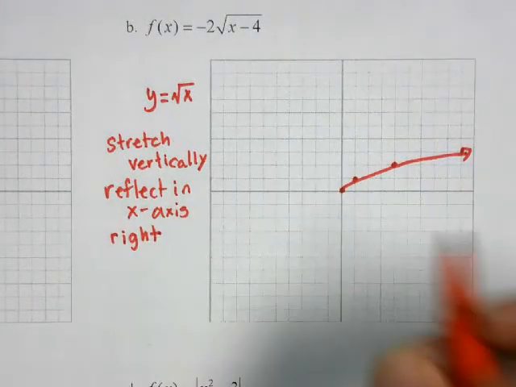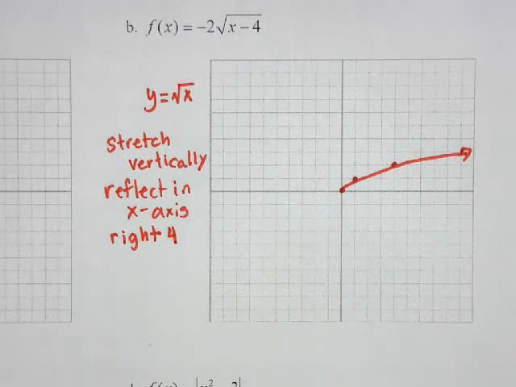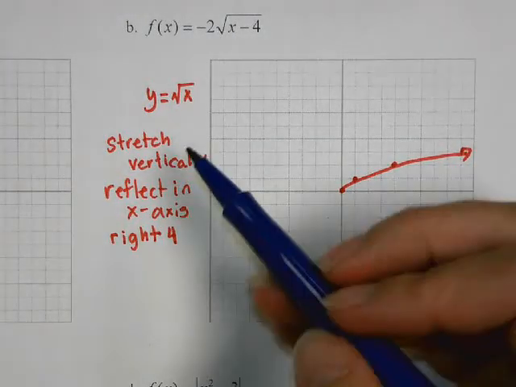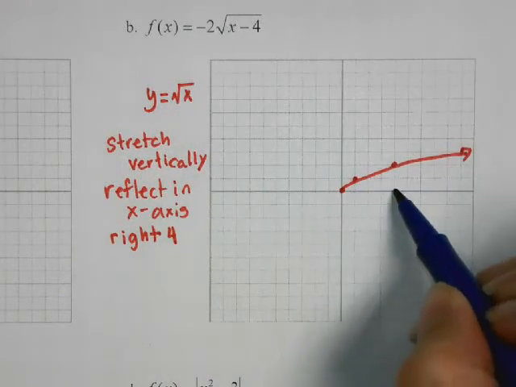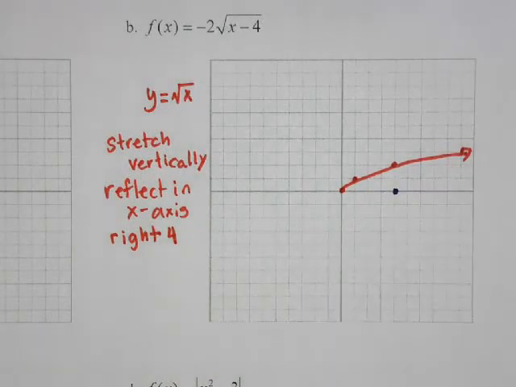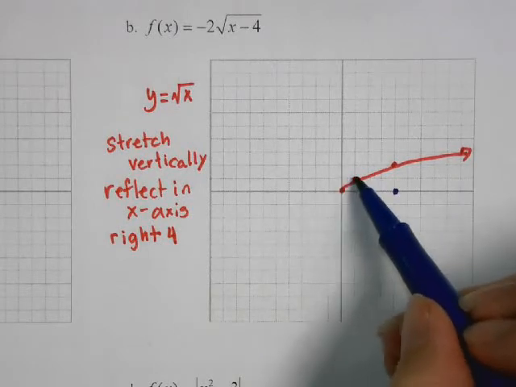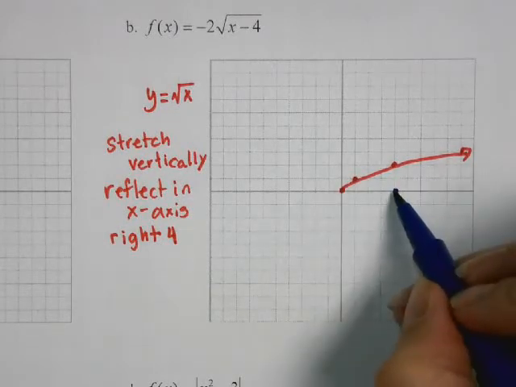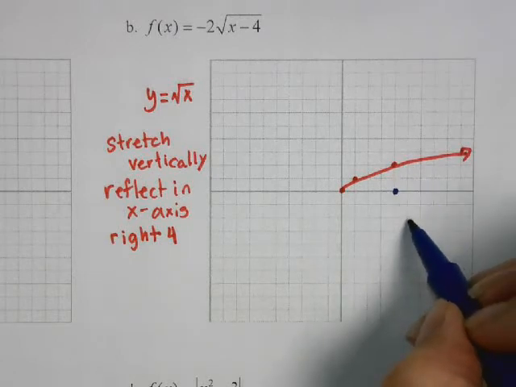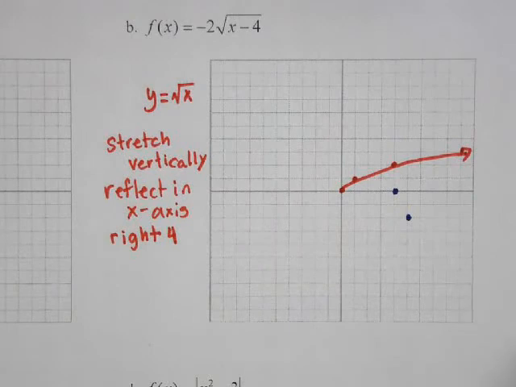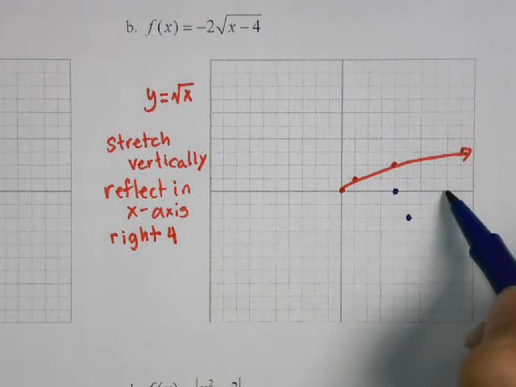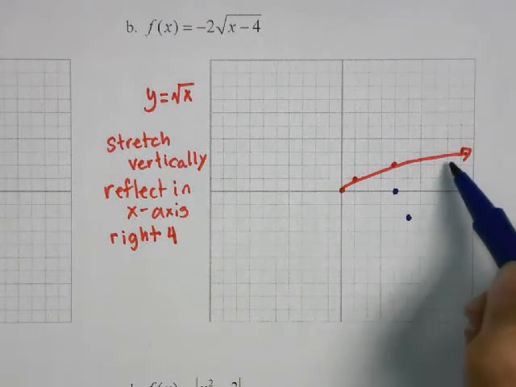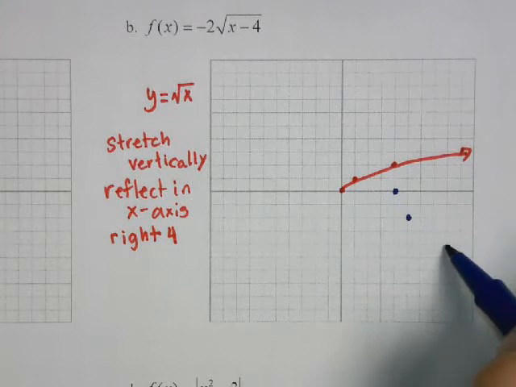Okay, so my first point is going to be, rather than starting here, it's going to be starting over 4. So the next one would be up 1 over 1, then stretched by a factor of 2, then reflected over the x-axis. The next one would be from here 4 units out, up 4, but reflected. And you can always plug in values if you're kind of stuck.